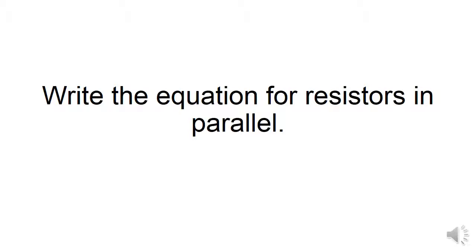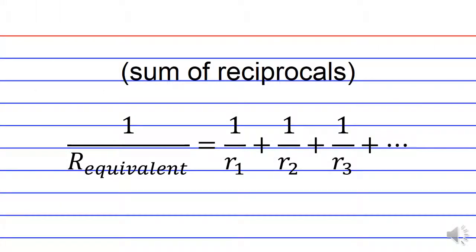Write the equation for resistors in parallel. So this is just good old physics, basic electric circuits. What's the resistance equation for a parallel circuit? That would be a sum of reciprocals. So 1 over R equivalent, being the total resistance of the whole circuit, equals 1 over R1 plus 1 over R2 plus 1 over R3. You have to add all these terms, the reciprocals of each resistance, all the way up to R sub n, n being the total number of resistors in the circuit. Okay?